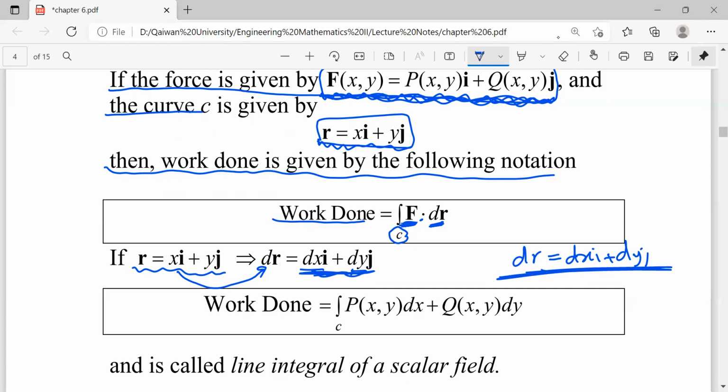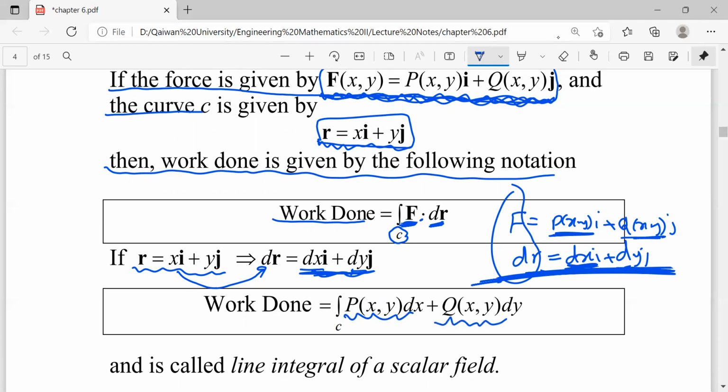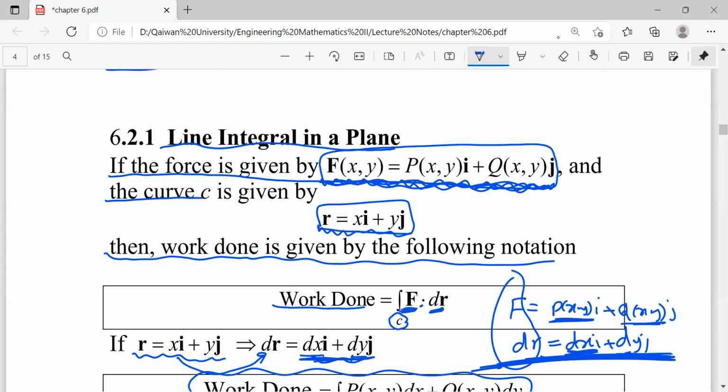If you find the dot product of dr with F equals P of x y i plus Q of x y j, we just multiply the first component by the first component, then plus the second component by the second component, as in the dot product of two vectors. Both F and dr are vectors. We multiply P by dx plus Q by dy, so we get P dx plus Q dy. We find this integration, for P with respect to x and for Q with respect to y, over the curve C. This is the work done. We use this formula for finding work done if we are given the curve and the force.